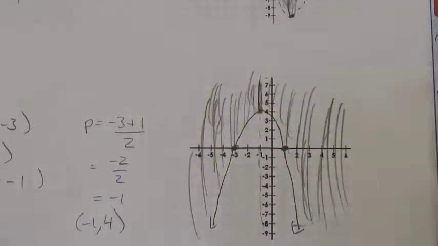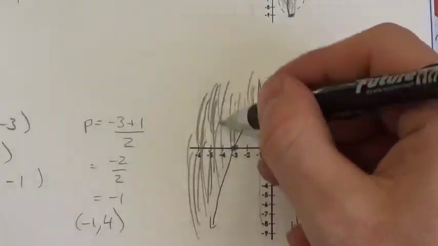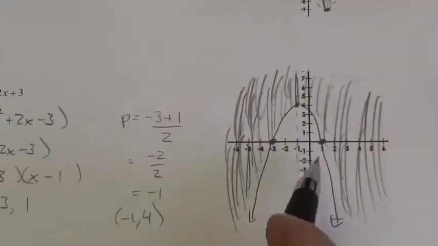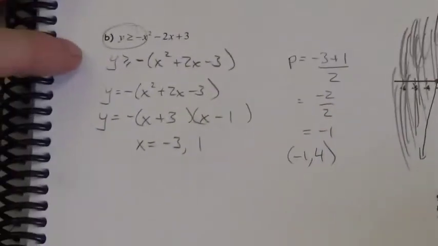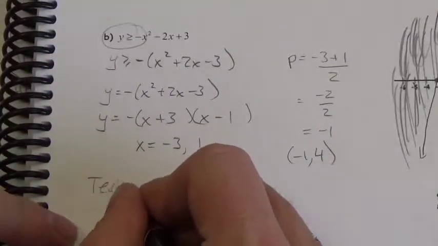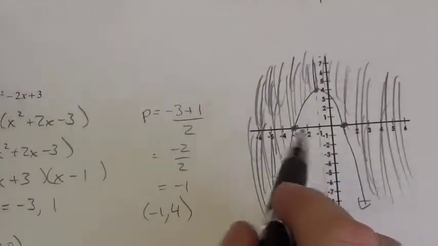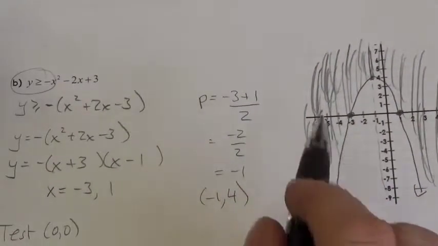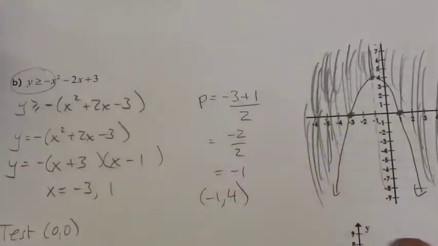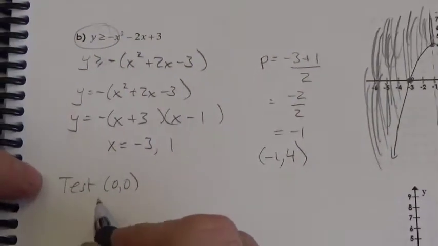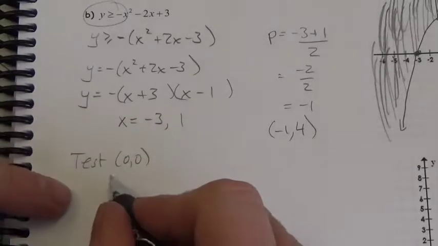Now, if I want to double check this using a test point, I can certainly do that. So I tell you what, let's pick a test point 0, 0. Let's test 0, 0. According to my diagram that I've just drawn, 0, 0 shouldn't satisfy my inequality because I've shaded everywhere on the other side of the parabola. So let's just check this out here. This should lead to a false result here.